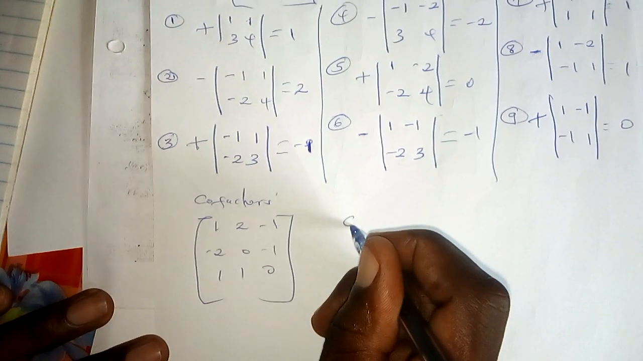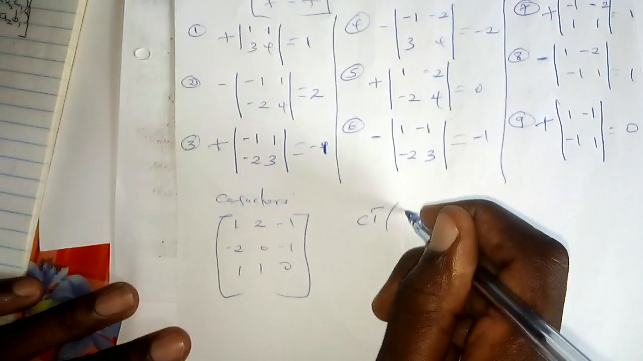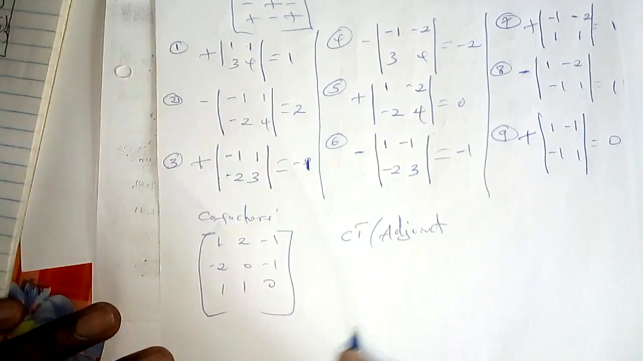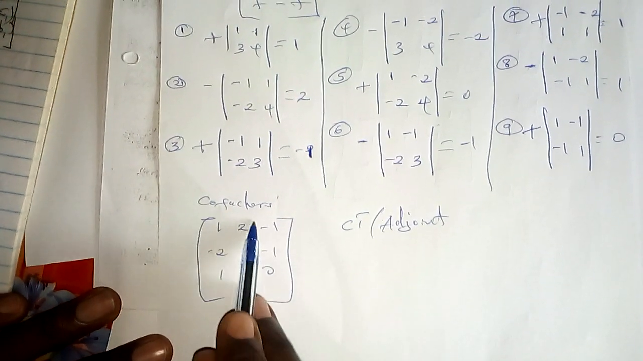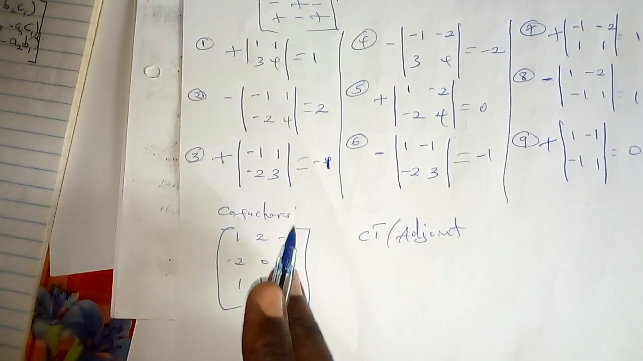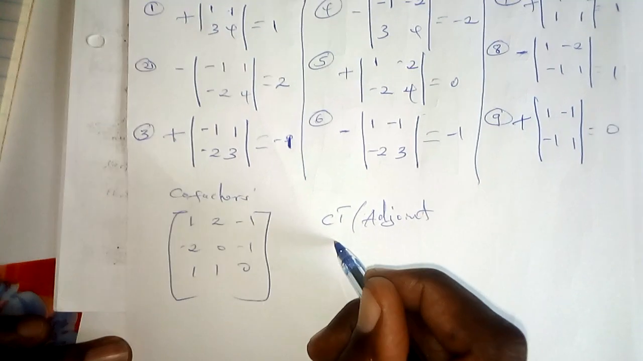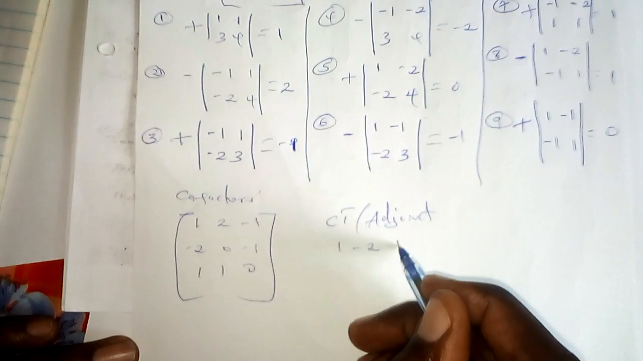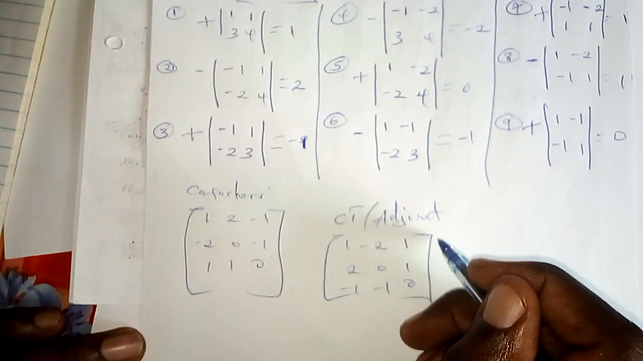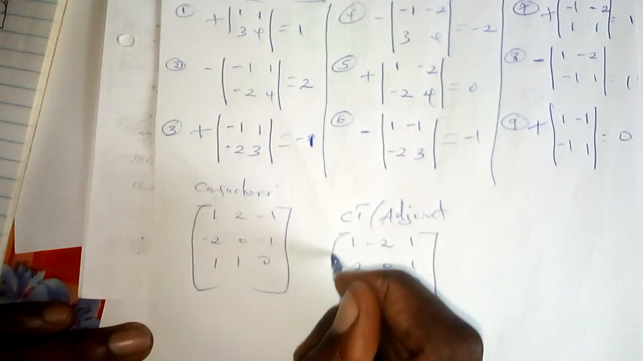Now, what about cofactor transpose, the adjoint? Cofactor transpose, it means now you change the row to be column and the column to be row. So when you change it, it will be 1, -2, 1, 2, 0, 1, -1, -1, 0. This is cofactor transpose.